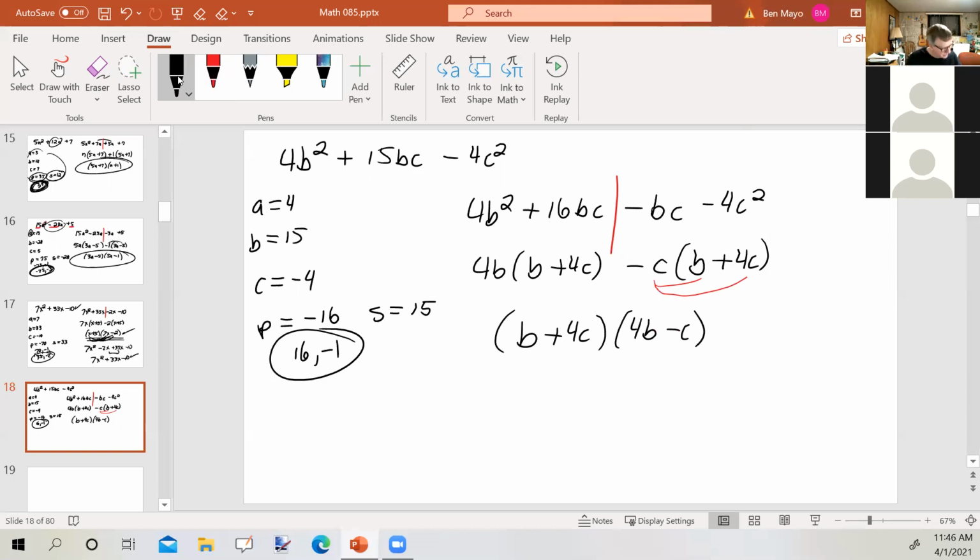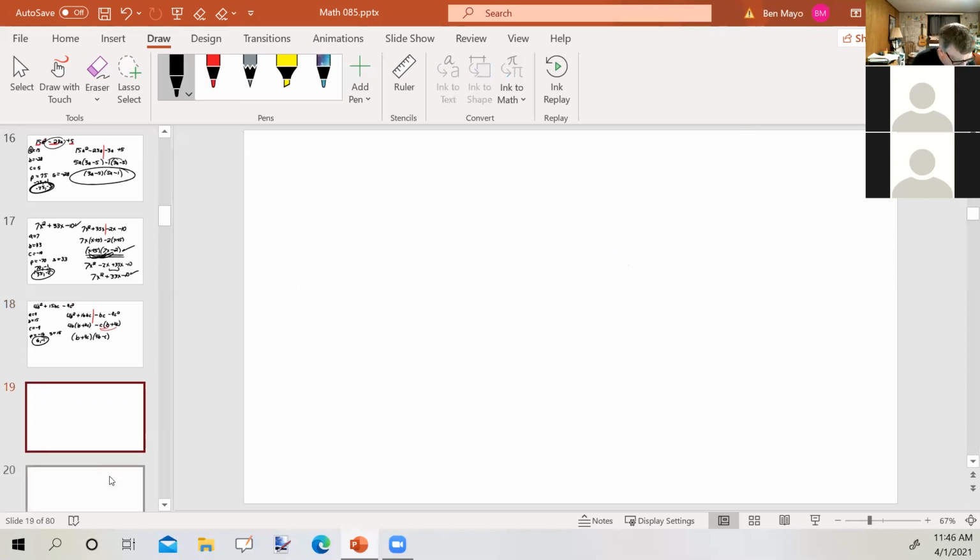Okay, let's see here. How about this one? 16r minus 40r squared plus 25r cubed. What's wrong with this problem? Anybody? No volunteers? Okay, well, I'll tell you. It's not in standard form. It's not in descending powers. So we're going to rewrite it.